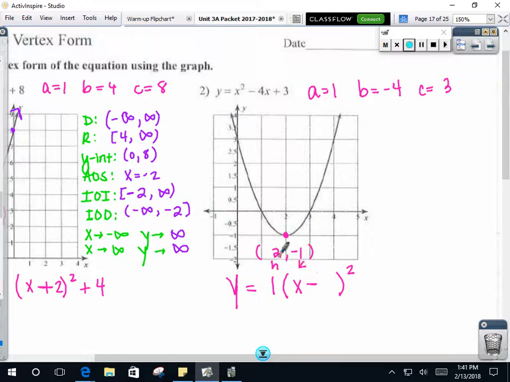So if I take the h of 2 and plug it in right there, even though we went right, it ends up x minus 2, because the formula already had the minus. And then we go down 1, which is minus 1.